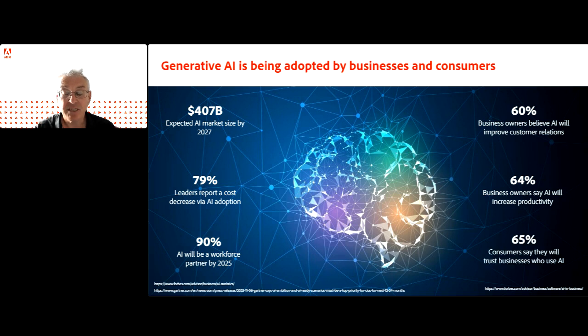And then finally, 65% of customers say that they trust businesses who use AI. This is interesting because it shows that companies are actually following the trend. AI is here to stay. It's not going anywhere anytime soon. And I think the adoption of AI is something that everyone will have to look at eventually from an organizational perspective.